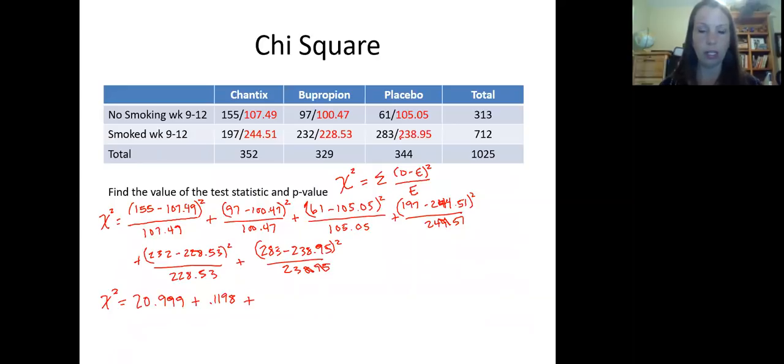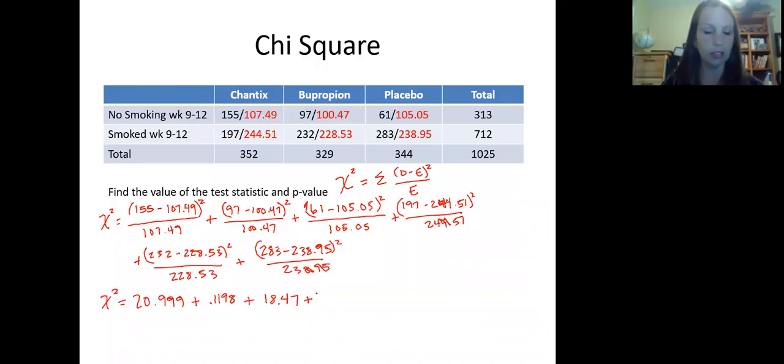Plus, going on to the next one, I've got 61 minus 105.05, square that and divide by 105.05. It's 18.47. There is one of these problems on the exam where you are going to have to work out this stuff. But the good news is I picked the absolute smallest possible two-way table that I could come up with for you to do it on, so it shouldn't be too tedious on the exam.